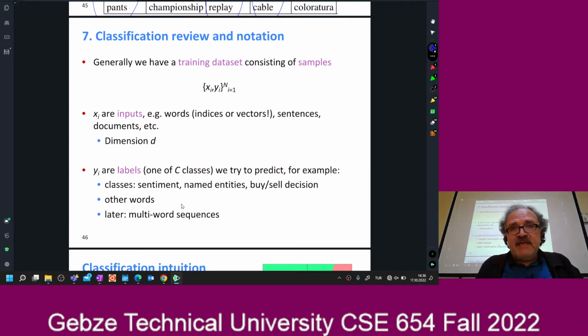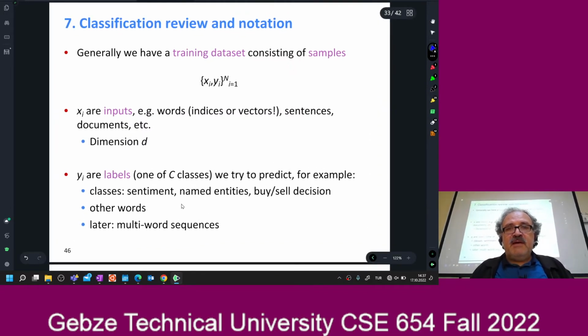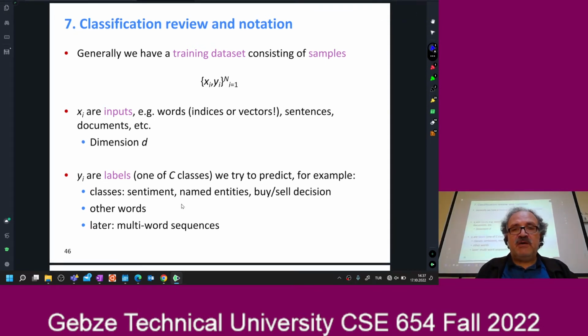The topic of classifiers will come to our discussions very often. So let's talk about classification. What do we mean by classification? Classification is defined formally this way. The xi are inputs, for example our words. Of course, they are vectors. Or sentences or documents or whatever.